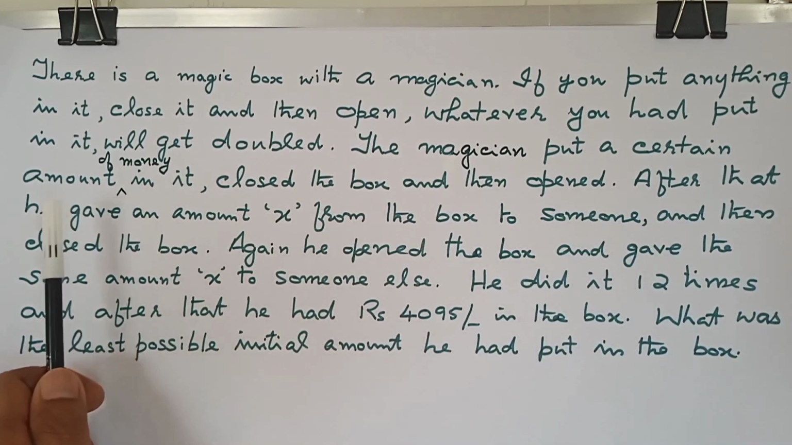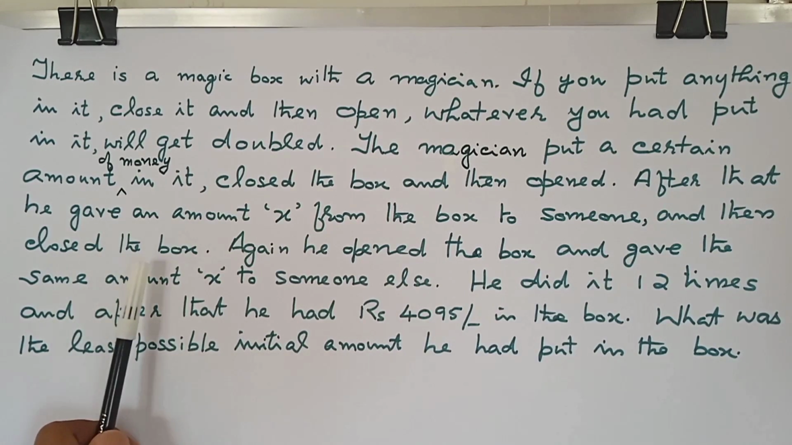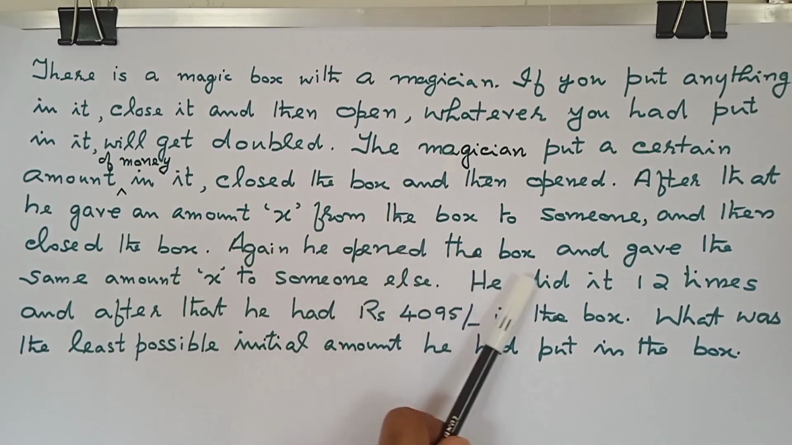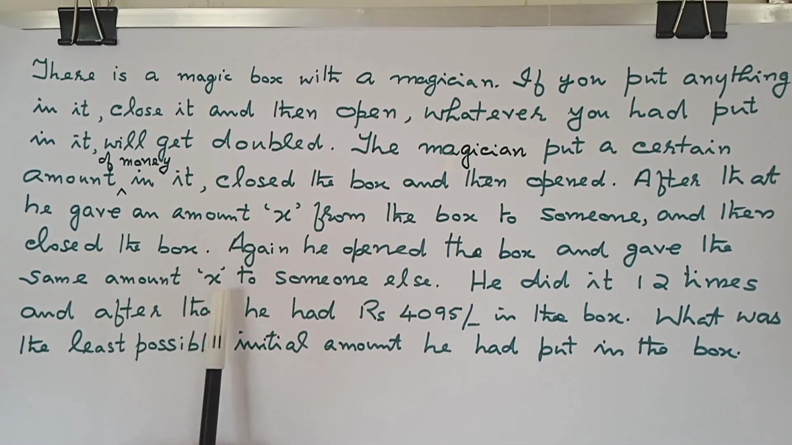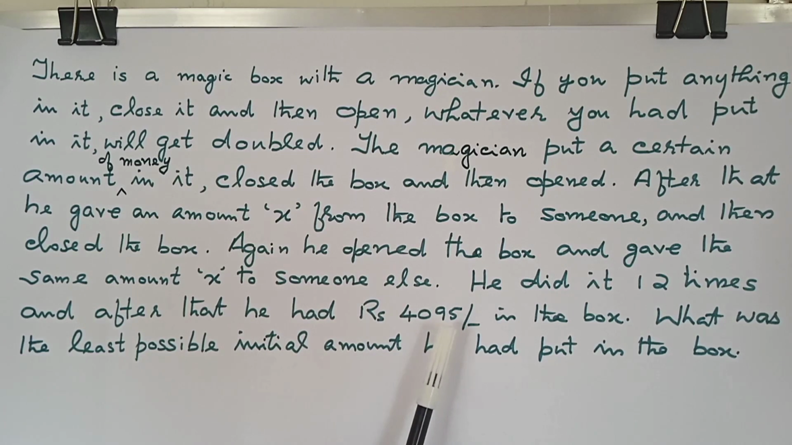After that, he gave an amount X from the box to someone and then closed the box. Again, he opened the box and gave the same amount X to someone else. He did it 12 times and after that he had rupees 4095 in the box. What was the least possible initial amount he had put in the box?